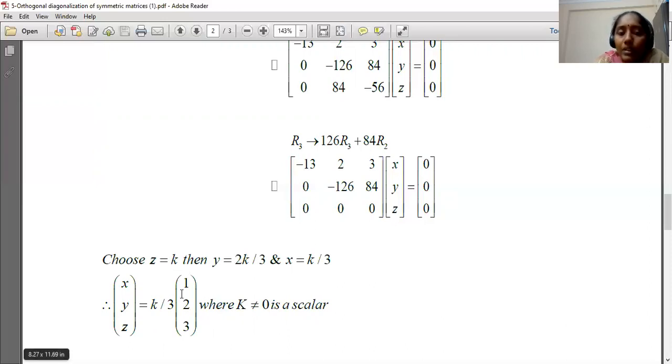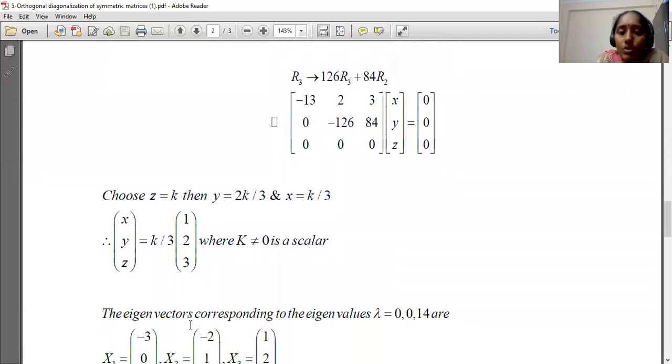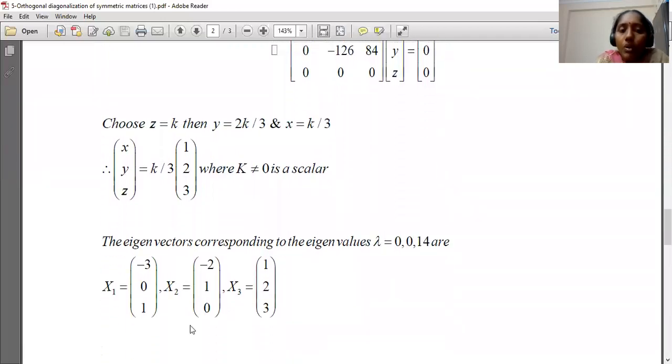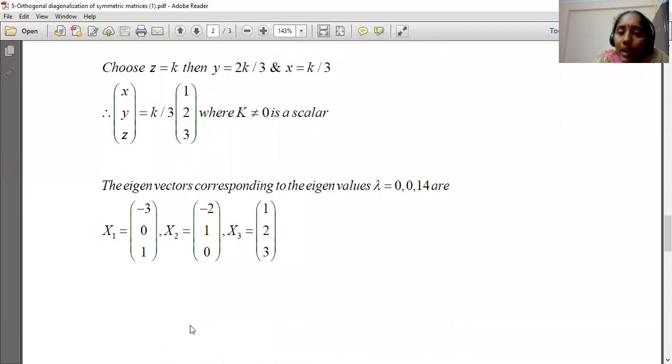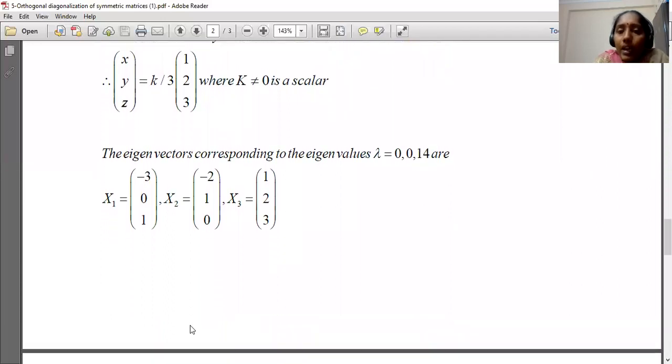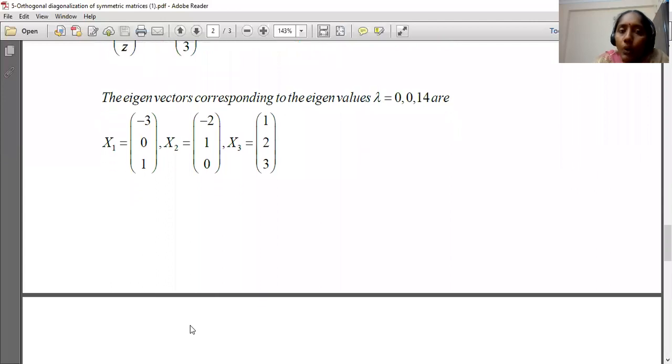For that, I am simply writing, taking k by 3 as a constant. So here, k by 3 is a constant, and the x value becomes 1, the y value becomes 2, and the z value becomes 3. So 1, 2, 3 is an eigenvector corresponding to lambda is equal to 3. Up to now, we have been finding eigenvalues and corresponding eigenvectors. Now, what do we do in the next step?